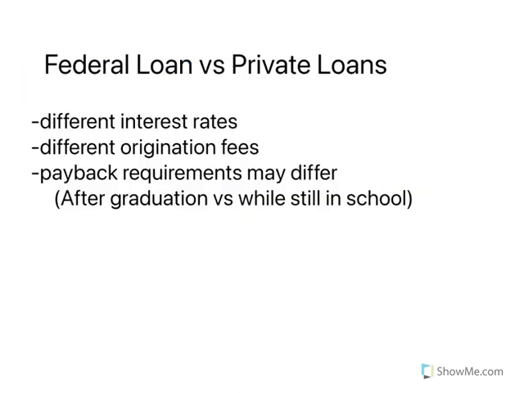So we have federal loans versus private loans. Now, there's different interest rates. There's different origination fees. Payback requirements may differ. So with federal loans, you start the payback process after graduation. That's when interest starts accumulating. Whereas with private loans, you start paying back while you're in school and interest starts accumulating right away. We have a whole different video on the differences between federal and private loans, so feel free to check that one out.